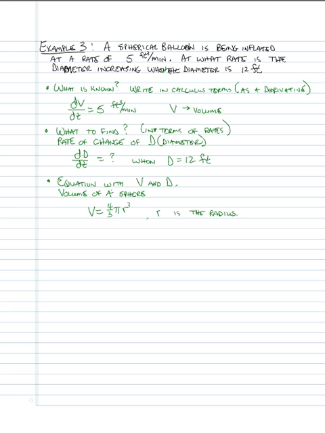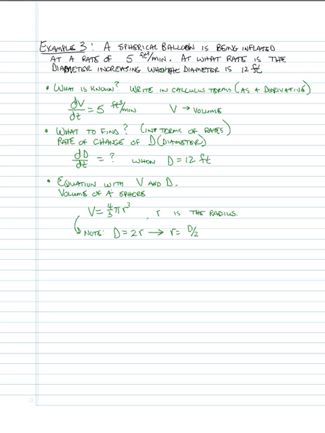Now, we need an equation that has v and d in it, not v and r. So let's make a note that d, the diameter, is just 2 times the radius, isn't it? So we could solve for the radius. The radius would be d divided by 2. So we could replace r with d divided by 2, and then we would have such an equation.